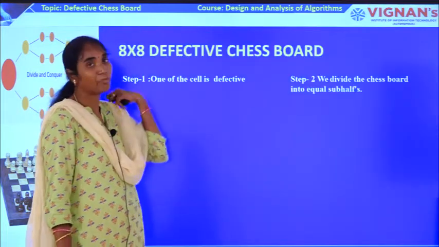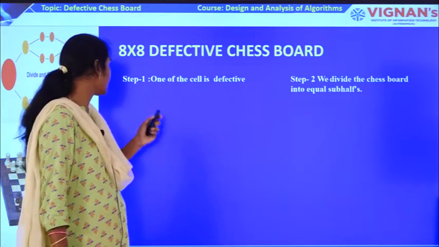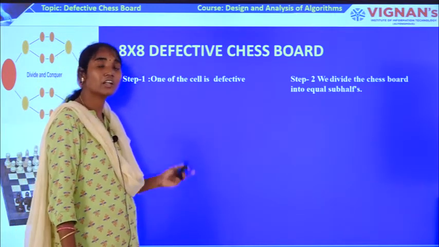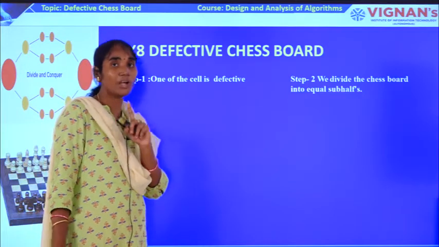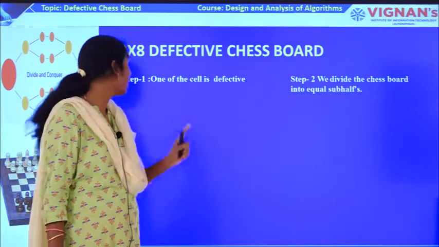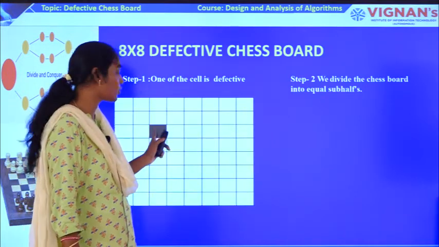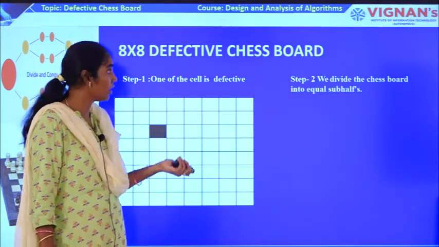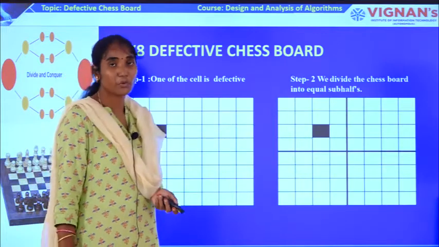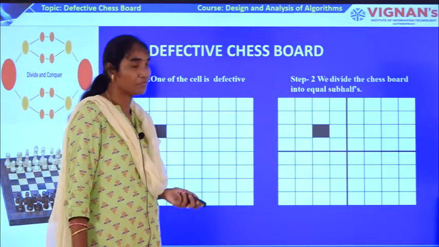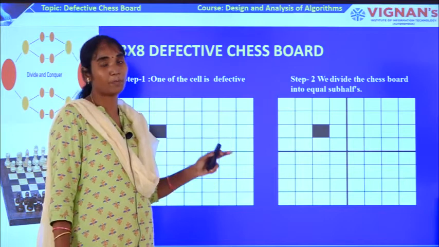Now let us take an 8 by 8 chessboard. First let us consider that only one square is defective. So please remember, step 1: one of the cells is defective. That defective cell I have shown with this black color. And now we are going to divide the chessboard into equal sub-halves, which is here into 4 parts.